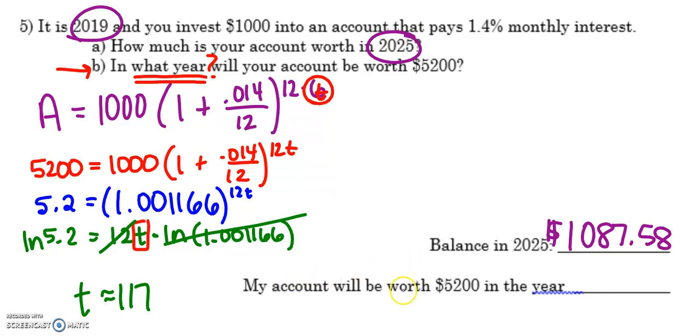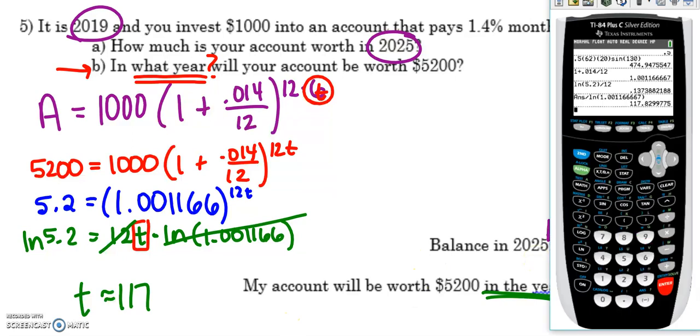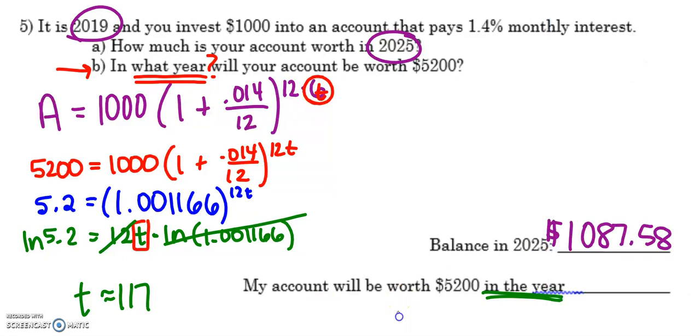So it asks about in what year. So I was in 2019. I'm going to add this 117, but if you look, it's actually kind of close to 118. So I would say 2137, okay, just with a little bit of rounding. If you said 2136, we probably would still accept that answer, but just consider what's applicable for your situation.